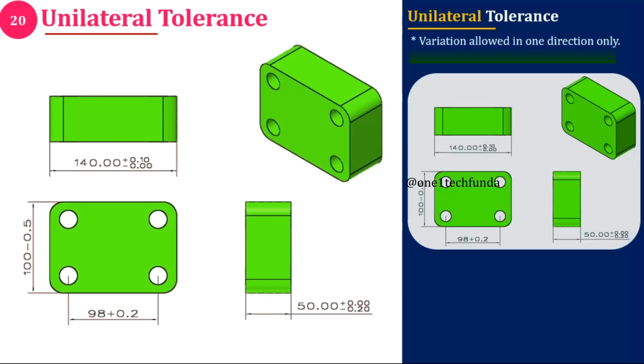Unilateral tolerance. In unilateral tolerance, variation is allowed only in one direction. You can see the example here. This is used where going smaller or bigger is not acceptable due to functional requirements.